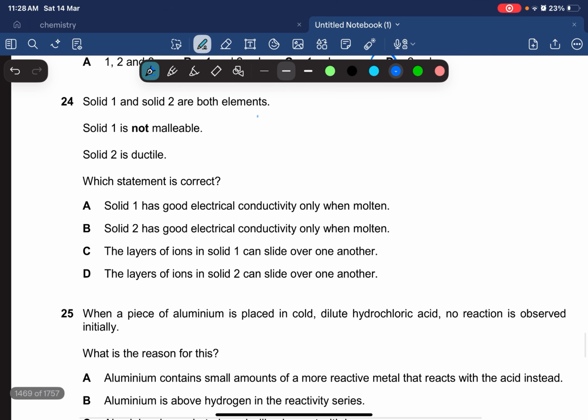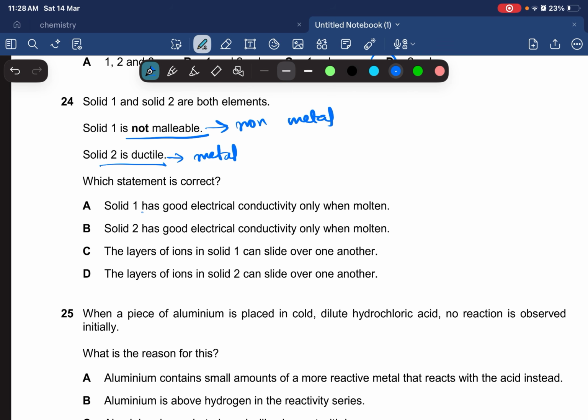Solid 1 and solid 2 are both elements. Solid 1 is not malleable, so it is not a metal. Solid 2 is ductile, so solid 2 is a metal. Solid 1 is maybe a non-metal. Which statement is correct? Solid 1 has good electrical conductivity when molten? No, it's an element, not an ionic compound. If they had written it's a compound, then we could consider it. Solid 2 has good electrical conductivity only when molten? No, not only when molten, even in solid, because it's a metal. Metals have good conductivity in both.